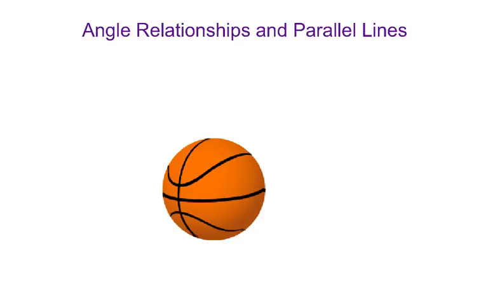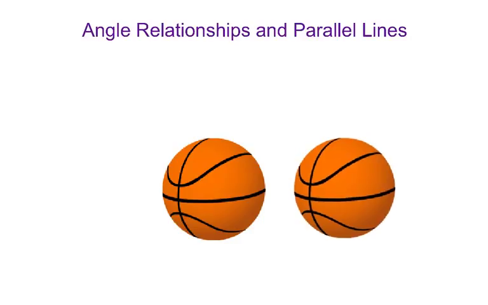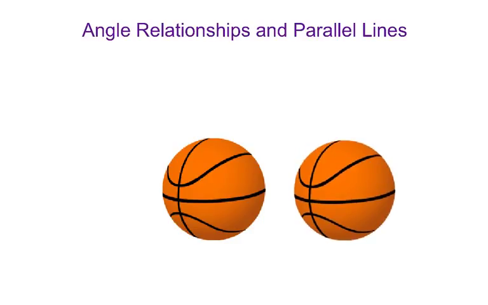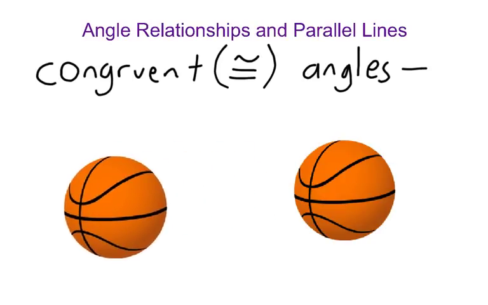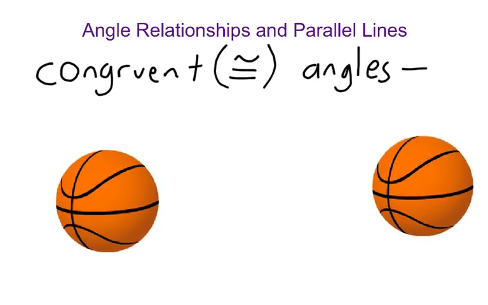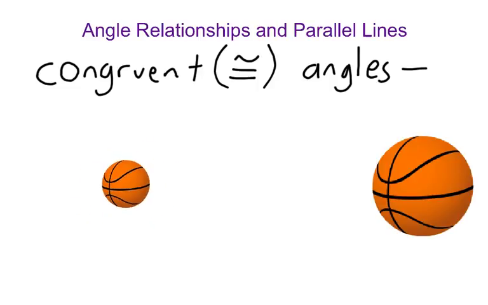Angle relationships and parallel lines. Let's say you have a basketball, and then you have another basketball just like it. The word we can use to compare these two figures is congruent. So these would be congruent basketballs or congruent figures, but now let's talk about congruent angles.